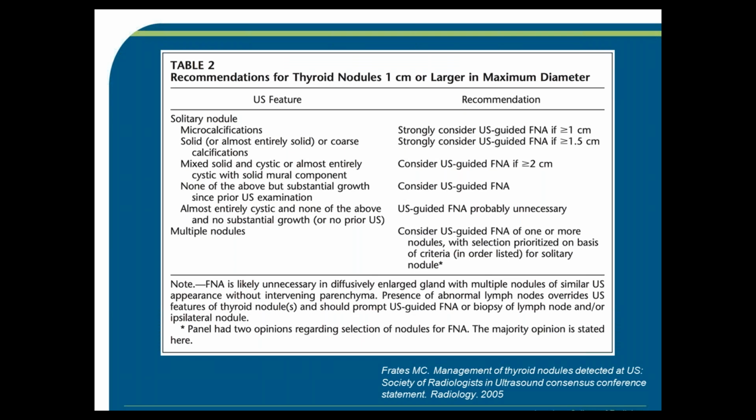On the left, we see ultrasound features starting out with more suspicious ones at the top, such as microcalcifications, down to less suspicious nodules, such as mixed solid and cystic. And on the right, you see the corresponding recommendations. As the nodules become less suspicious, the threshold for recommending an FNA in terms of size goes up. And that's a theme that we see in multiple risk stratification systems that have appeared since.